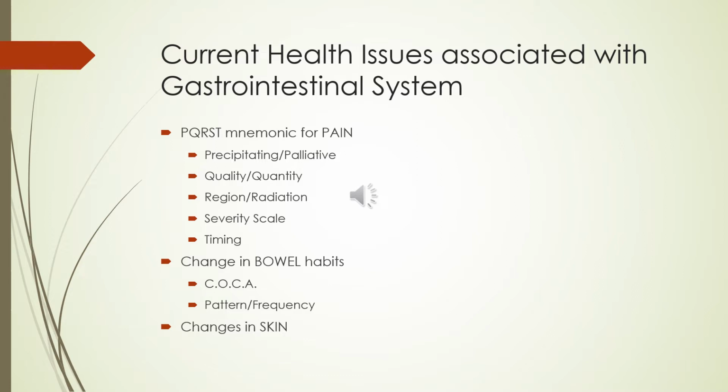The other thing we're going to be looking at will be the changes in bowel habits. So COCA: color, odor, consistency, and amount; you want to note that on the stools. We also want to know the pattern and the frequency of the stool. Other things, changes in the skin, and again, that one is going to be directly related to our liver. So we may see things like rashes, itching, a yellow discoloration or jaundice, bruising, and also see increased bleeding tendencies. So these are things specifically related to our liver.